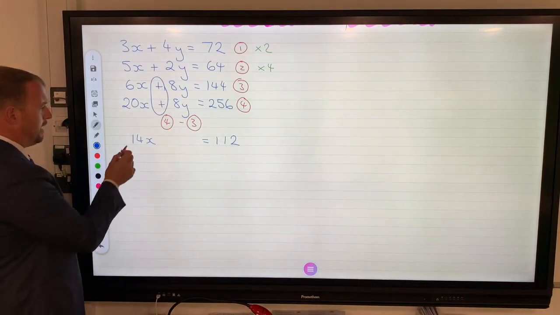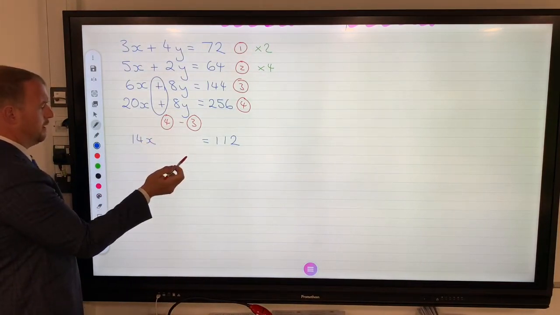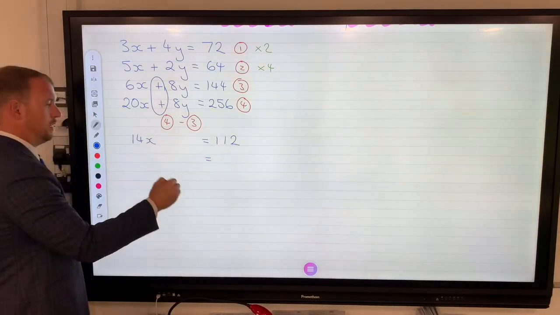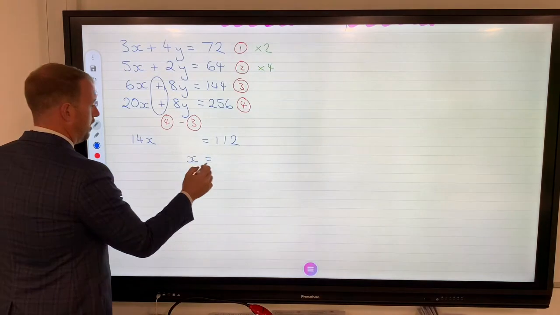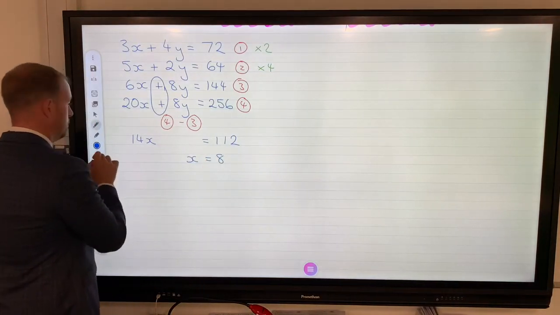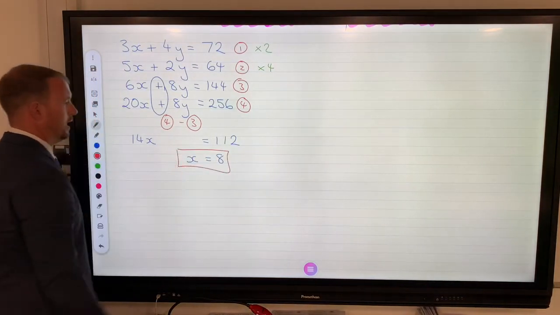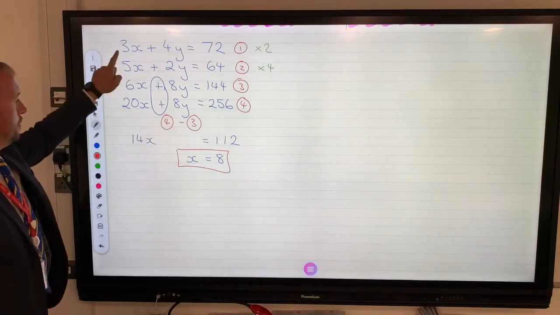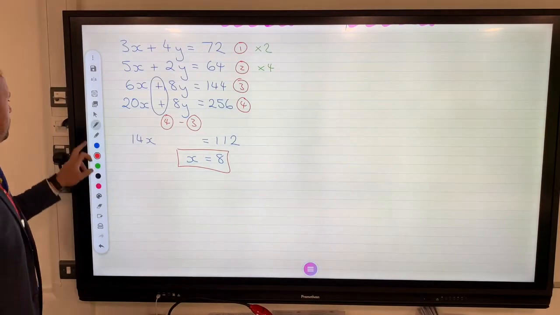Well, 10 14s is 140, so we know we're quite close there. And then we could subtract 14 again. And you realise then that 14 goes into 112 8 times. So that's the cost of one of these chews. So one of these chews is 8p. So we're going to use that now.